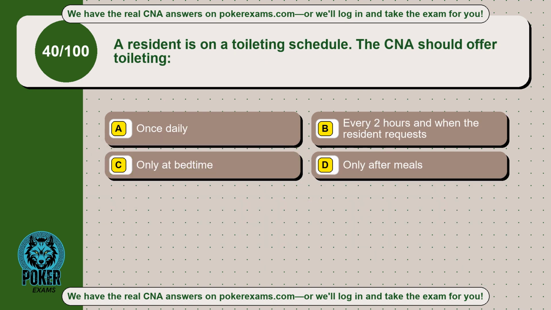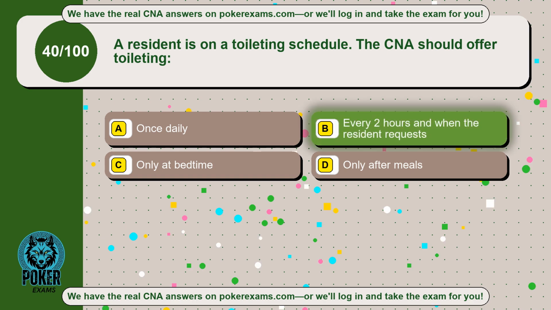Question 40. A resident is on a toileting schedule. The CNA should offer toileting. Option A. Once daily. Option B. Every 2 hours and when the resident requests. Option C. Only at bedtime. Option D. Only after meals.